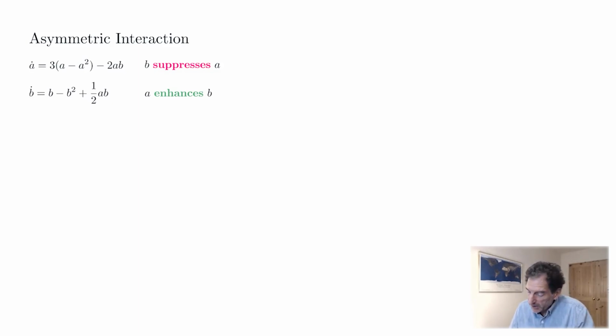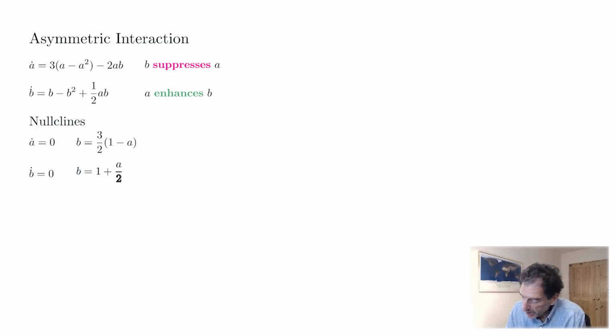So once again, let's analyze it by looking at the nullclines. So the a dot equals 0 nullcline, factor out an overall factor of a, so I'm not worrying about the case when a is equal to 0. And this gives me the equation b is equal to 3/2 (1 minus a). And similarly, the nullcline b dot equals 0. Again, it's easy to analyze, and one gets the nullcline b is equal to (1 plus a) over 2.